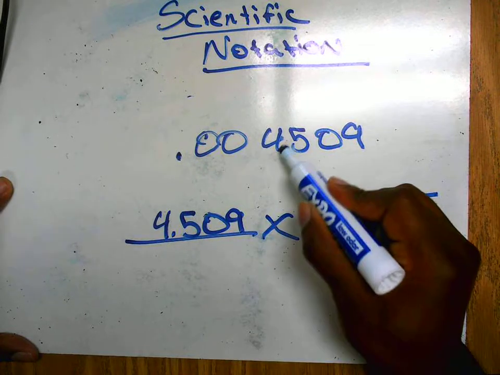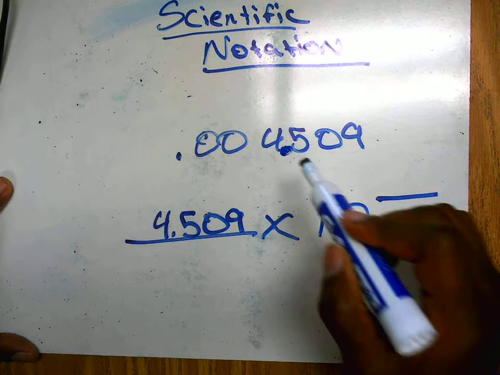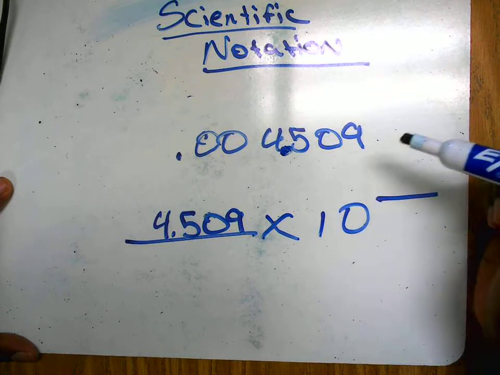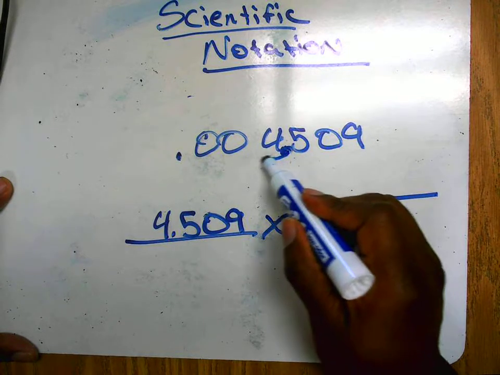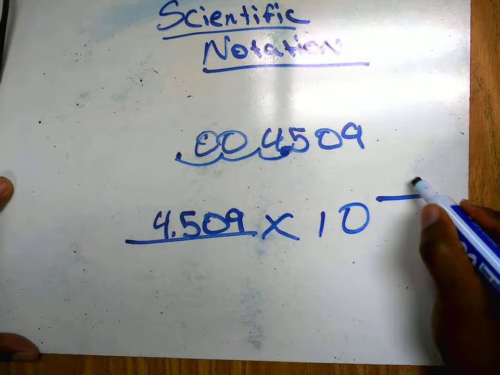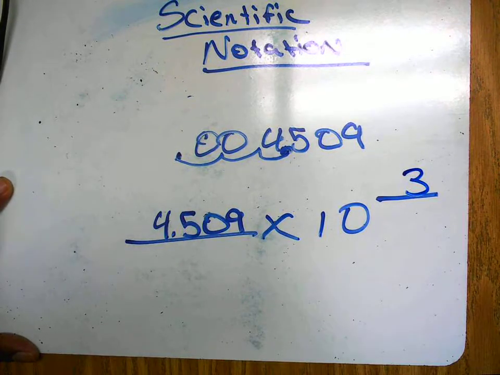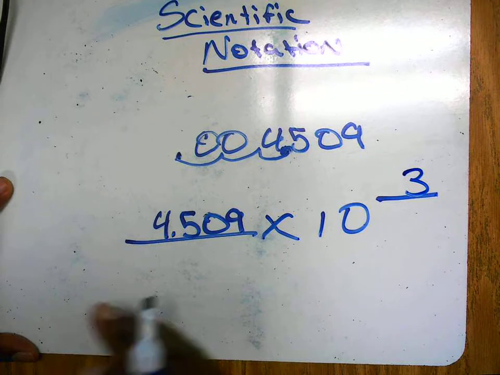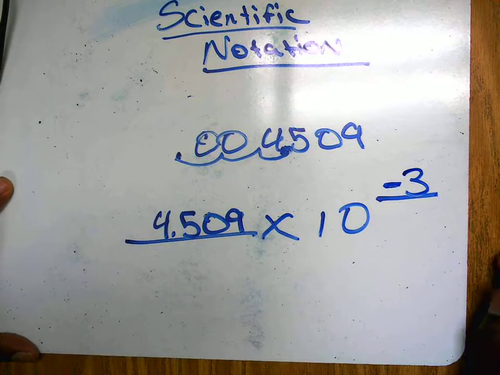So now I put the decimal here and I move it to where it is in the number. Okay, so I start here and I moved it once, twice, 3 times. I moved it 3 times, but I moved it to the left. When you go to the left, that's a negative number. Okay, there you have it.